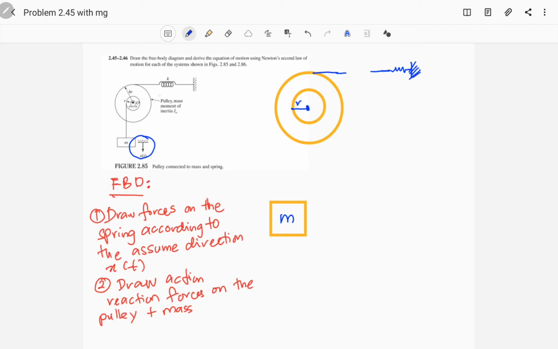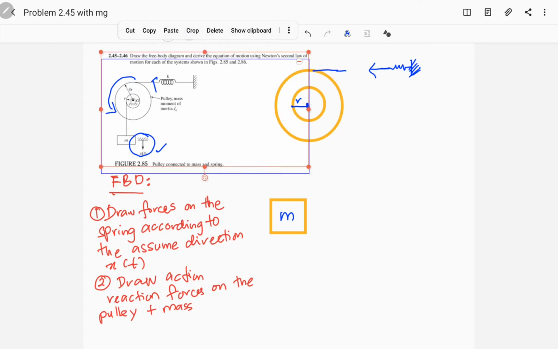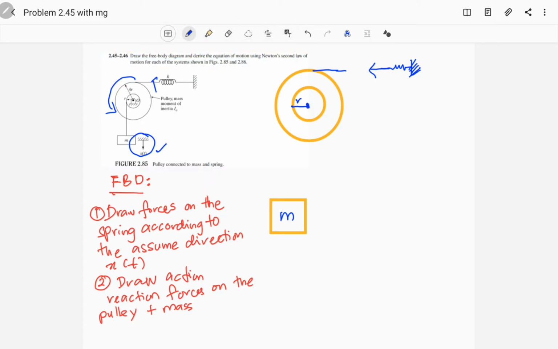So you can expect if this one goes down, then obviously the K has to go this way, and the pulley will turn that way as well. So if you want to write the free body diagram, the K will go like that. Take note that the mass is not connected at 4R, but it's rather connected to the R here.